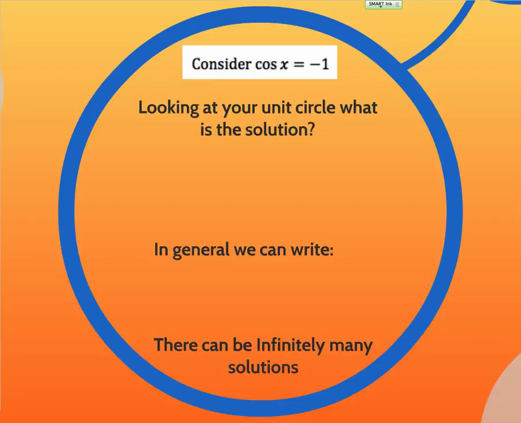x equals negative 1. That's fine. At pi. At x equals pi.